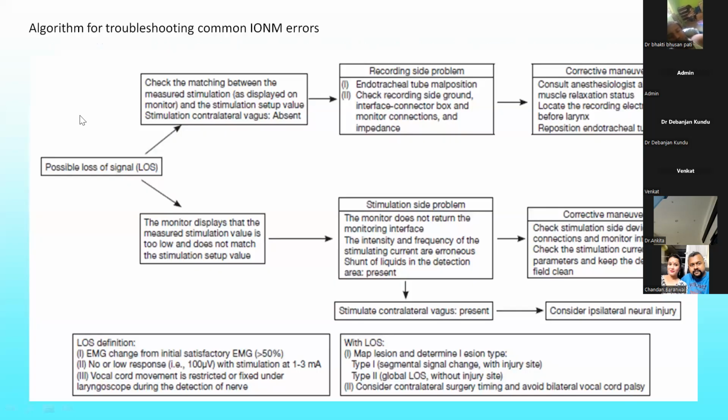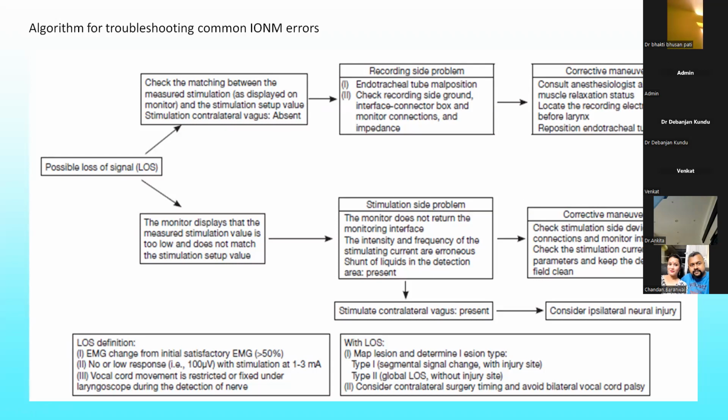When it comes to the algorithm, the recurrent laryngeal nerve troubleshooting method, possible loss of signal. When you are losing the signal, when you're stimulating, intermittent or continuous, actually check the matching between the measured stimulation as displayed on the monitor and the stimulation setup value, that is stimulation to the contralateral vagus nerve. If this contralateral vagus nerve response is absent, then look for the recording side problem, that is either the tube is malpositioned, or check the recording side ground and interface connector box and monitoring connection, and take a corrective maneuver. Consult with the anesthetist about any muscle relaxants that have been given, or recording electrodes before the larynx, or repush of the ET tube.